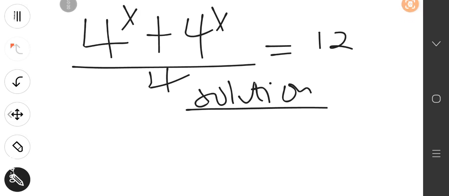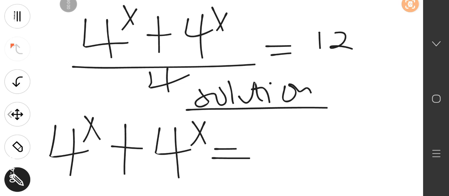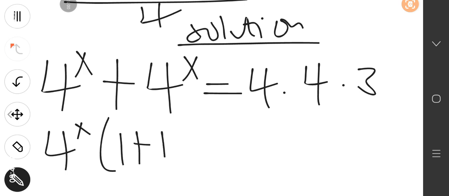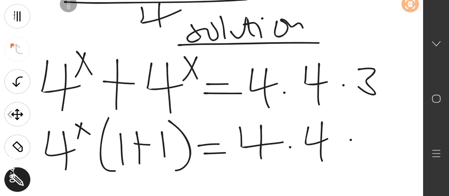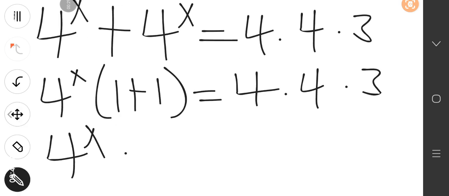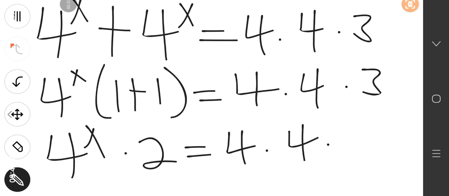Okay, so we have 4 exponent x plus 4 exponent x equals 4 times, now 12 can be written as 4 times 3. All right, here we are going to factorize. So we say 4 exponent x times (1 plus 1) equals 4 times 4 times 3. So we're going to have 4 exponent x times 2 equals 4 times 4 times 3.